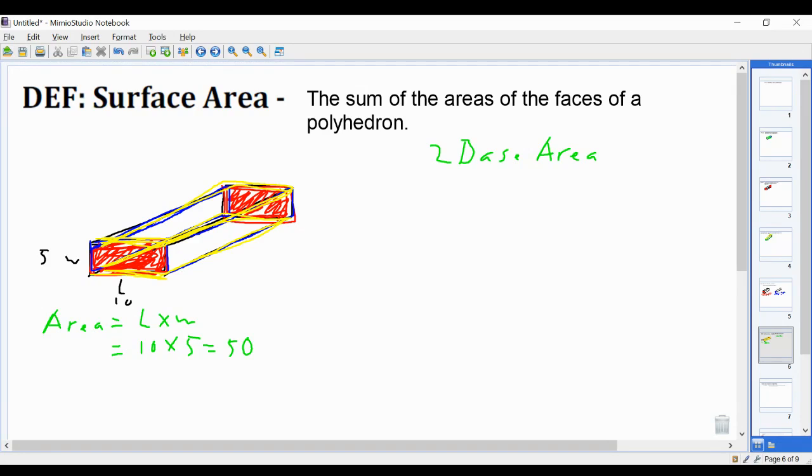So we need a way to add up all the areas of all these different sides, and when we've done that, we get the surface area of the prism, which is just the sum, I'm going to highlight that, the sum of the areas of the faces of the polyhedron, in this case, our prism. Okay?